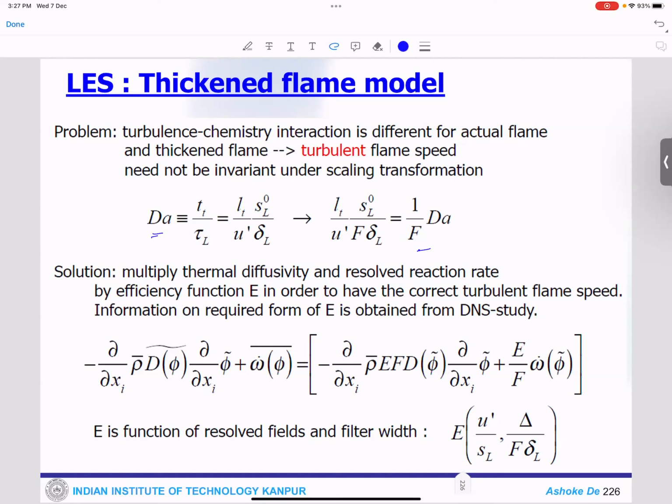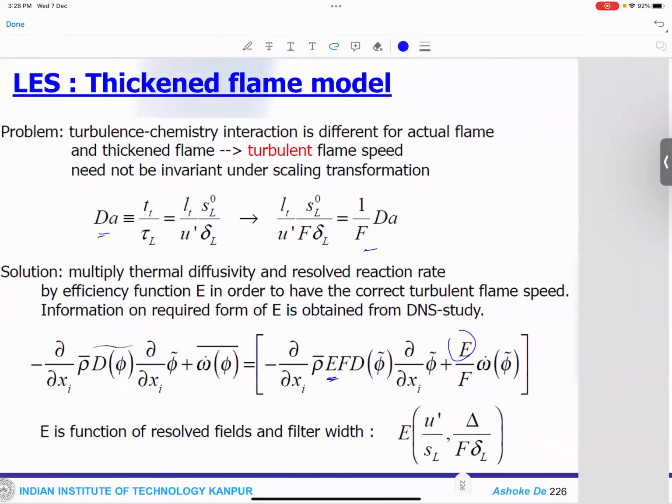So this is consistent theoretically or mathematically, but if I look from the physics point of view, then there are some inconsistencies. What has happened is that through the DNS study, people have modified the equations and taken an extra function, which is called the E. This is called the wrinkling factor or some efficiency function. So you modify the whole thing with an efficiency function E.